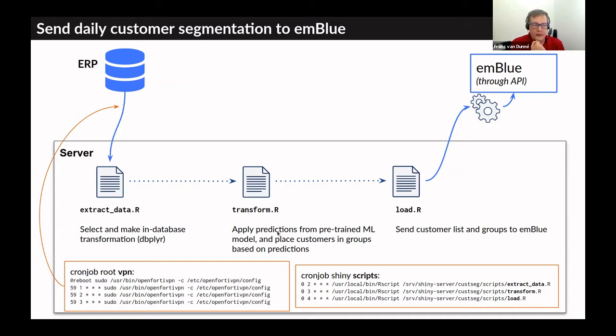Then we make the transform, which is the application of predictions from pre-trained machine learning models. We place customers in groups. We fix everything that we need to fix to make sure that the right message goes out to the right person based on previous work. And then we send that customer list to mBlue.